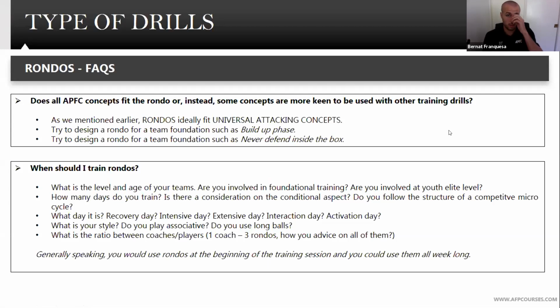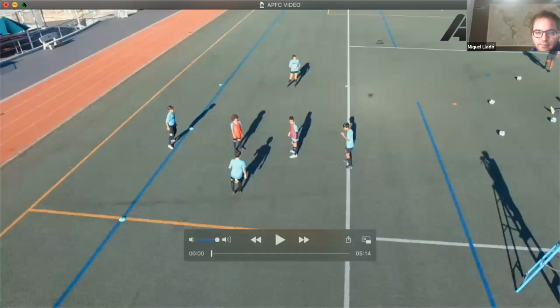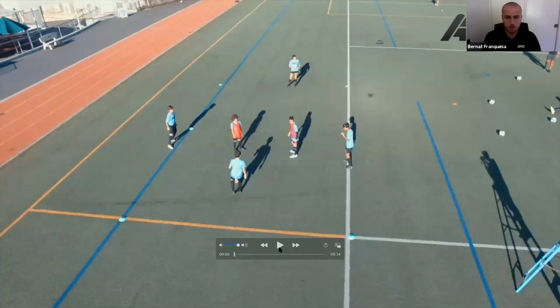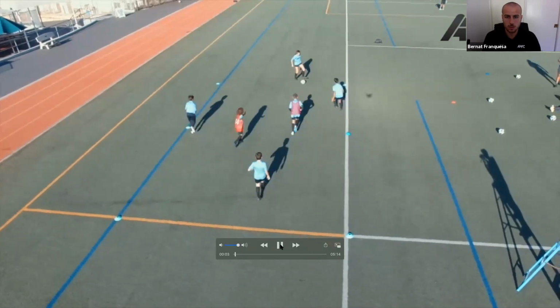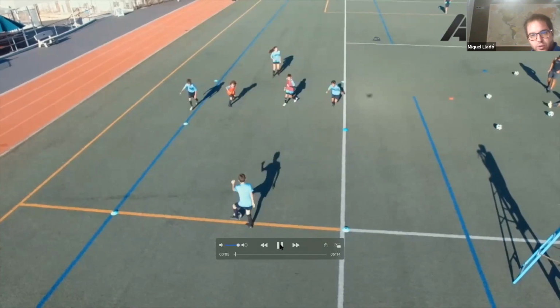Mickey, I think you have to stop sharing the screen. Yeah, sorry. Yeah, you can see this. It works. For me, yeah, a bit slow, but it works.